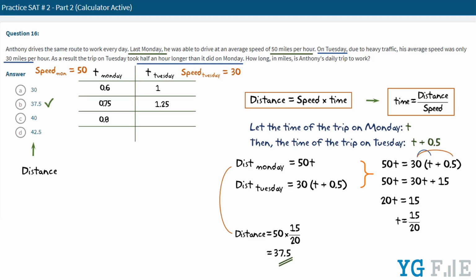The time on Monday of option C is 0.8, and the time on Tuesday is 1.33, and the time on Tuesday here is not half an hour longer. And for option D, the time on Monday is 0.85 and the time on Tuesday is 1.417.